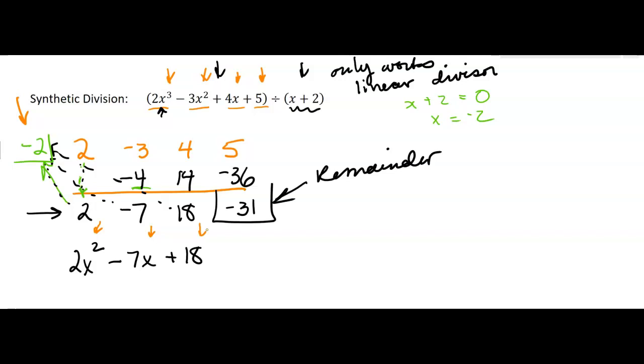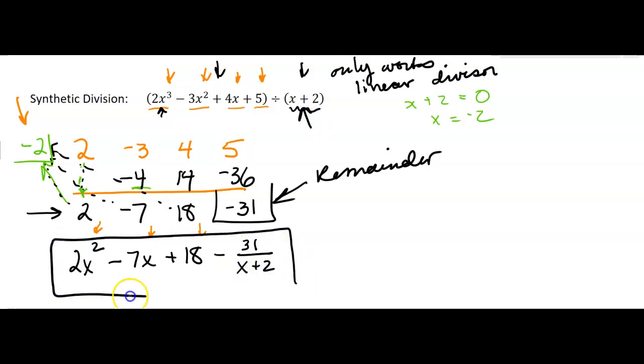And then we also have the remainder. So I'm going to put minus 31 over the divisor. The divisor was x plus 2. And I would put that as my answer. Now, that minus sign, that's what I was talking about in the last video. You could put plus a negative 31 over x plus 2. I would just write it the way I have it here, but either way is fine. Okay, so that's one example of synthetic division, and we get more examples.